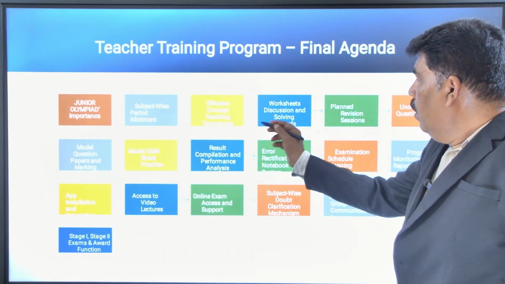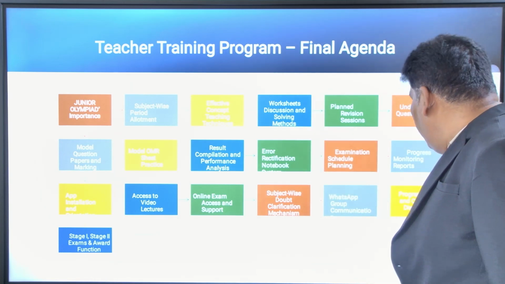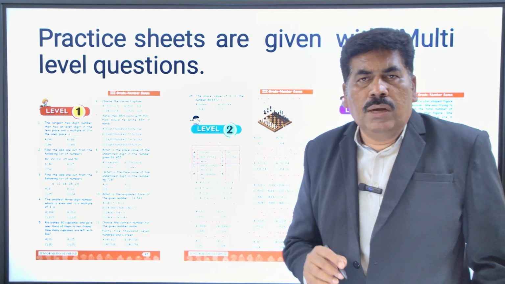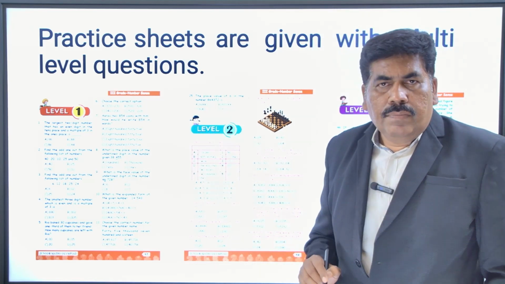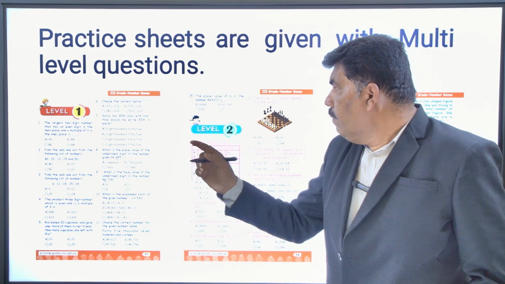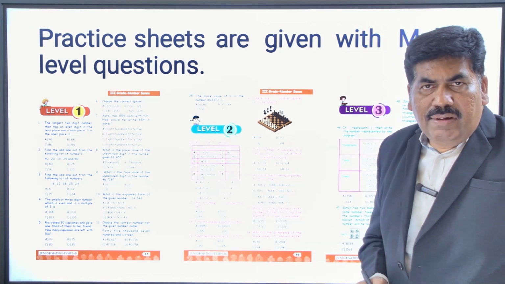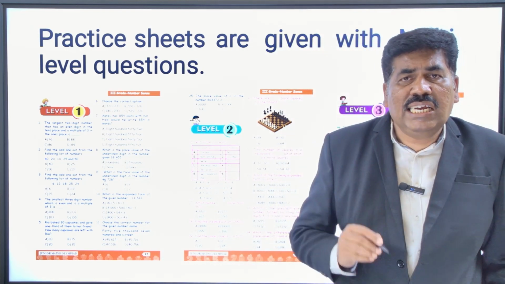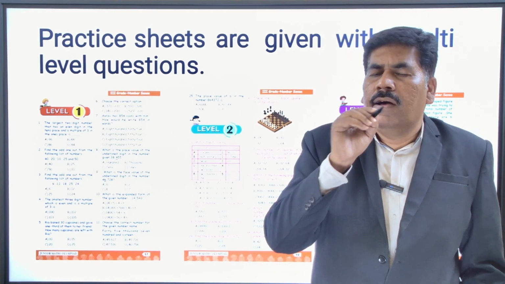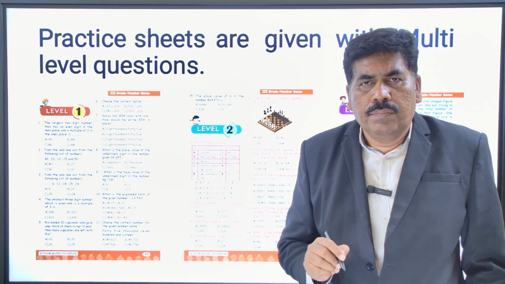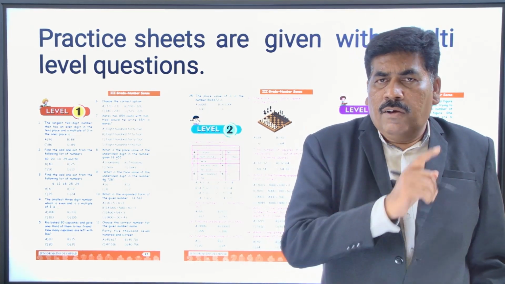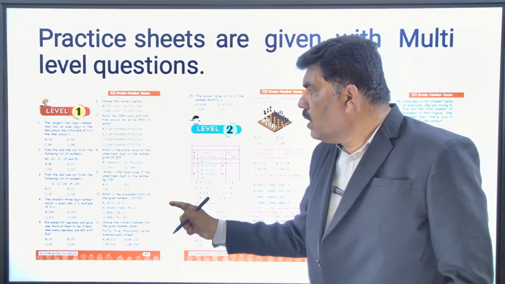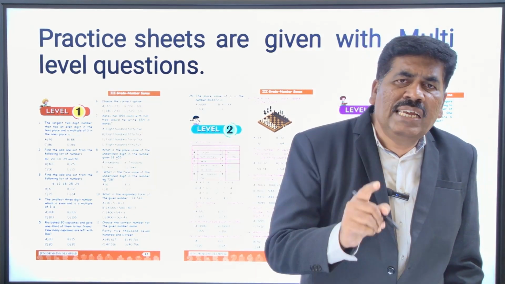So next, worksheets. The next topic is about worksheets. In our book, we have given three levels of worksheets: level 1, level 2, and level 3. Before starting the level 1 worksheet in the classroom, after finishing one lesson from your NCERT book and the quick concept review from our book, you need to mention it in the diary.